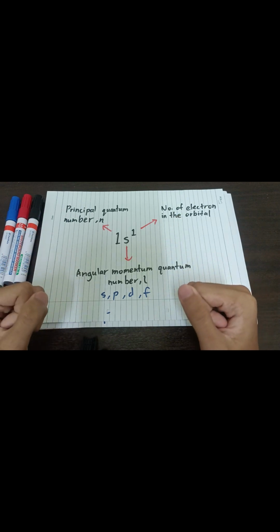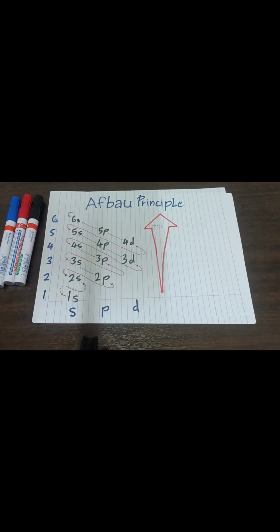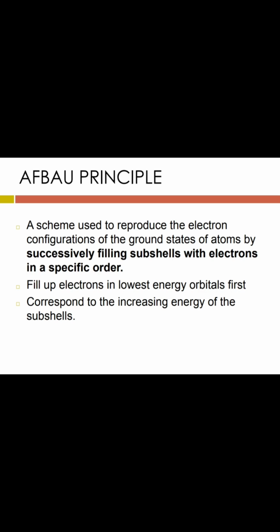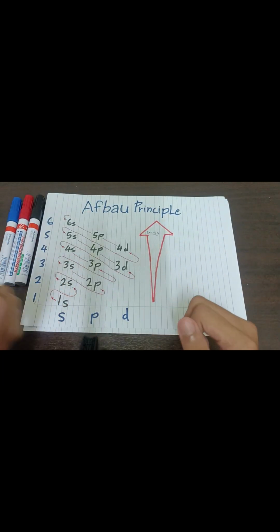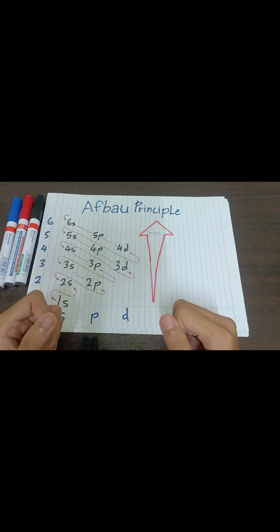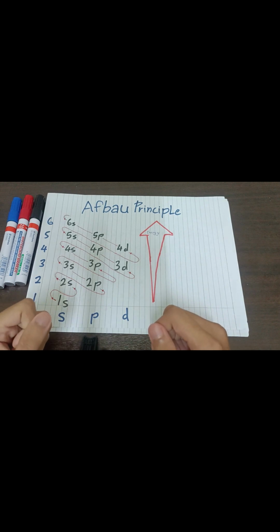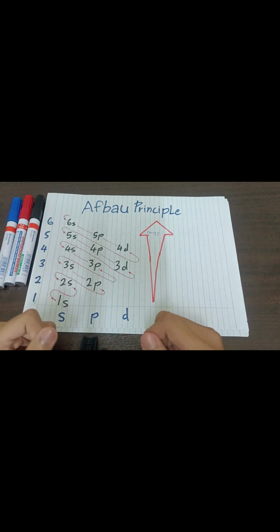Aufbau principle. The Aufbau principle is a scheme used to reproduce the electron configuration of the ground states of atoms by successively filling subshells with electrons in a specific order. Fill up electrons in the lowest energy orbital first, corresponding to the increasing energy of the subshell. So basically, the Aufbau principle is an electron configuration that goes from the lowest energy orbital to the highest energy orbital.